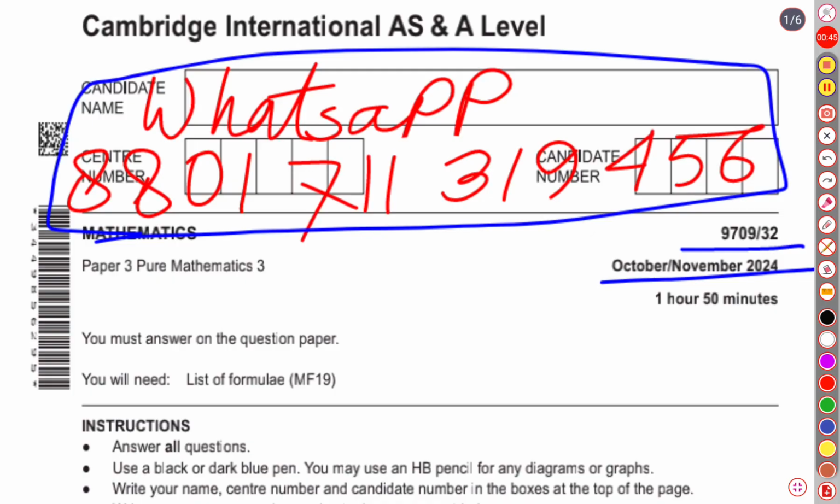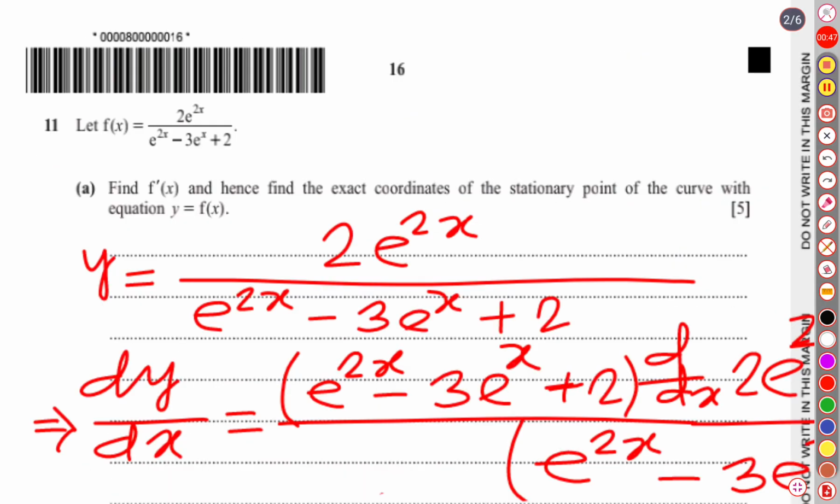So let's see today's question. I have already solved question number 11, and now I am going to explain in brief how I solved this. The question says: let f(x) equal 2e^(2x) over e^(2x) minus 3e^x plus 2. Find f'(x), meaning the derivative, and hence find the exact coordinates of the stationary point of the curve with equation y equals f(x).